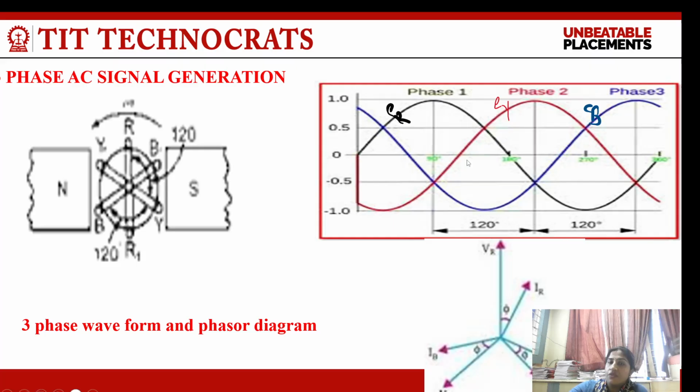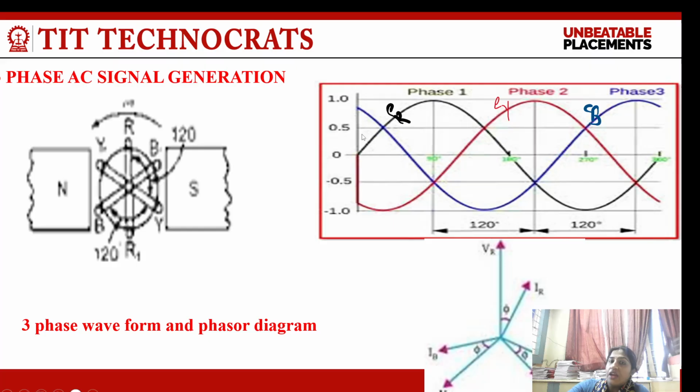And you can see, if this is a reference line, these three signals are never going to attain a zero value at any particular time. If one is 0, another is going to have some other value. If another is 0, some other wave is going to have another value. So we can conclude that you are going to get uninterrupted power supply by using three-phase AC signals.